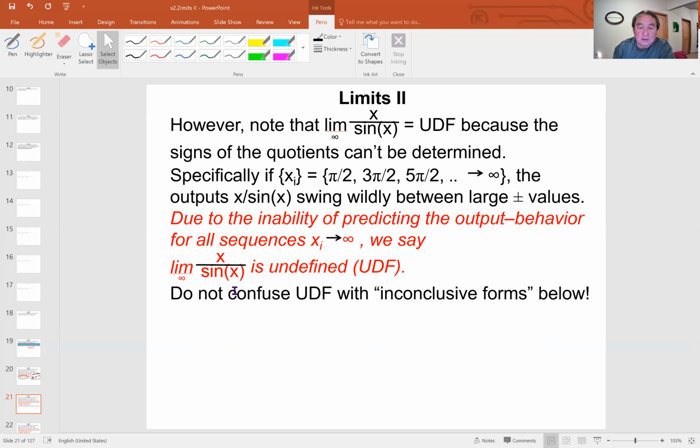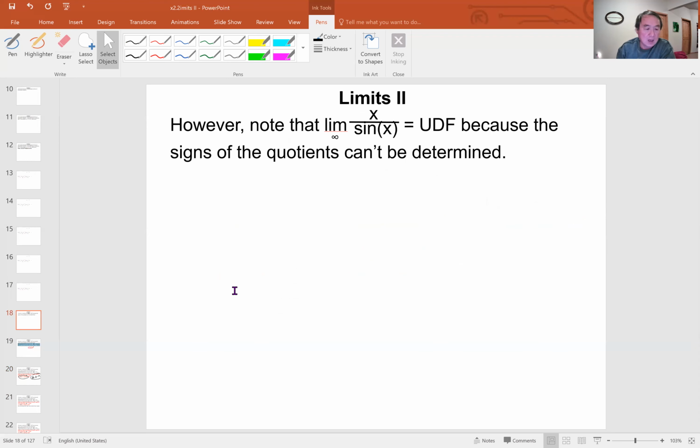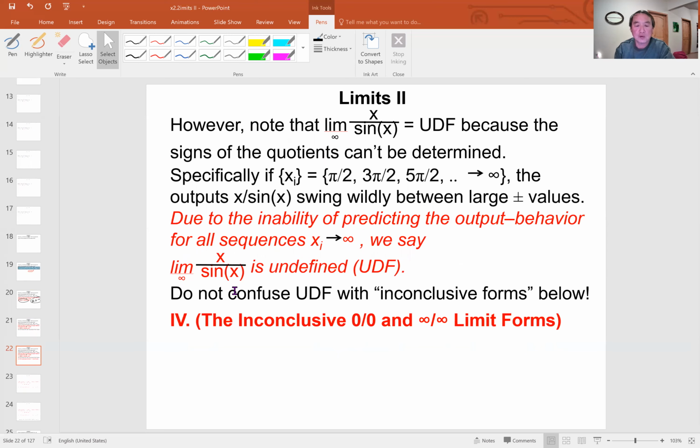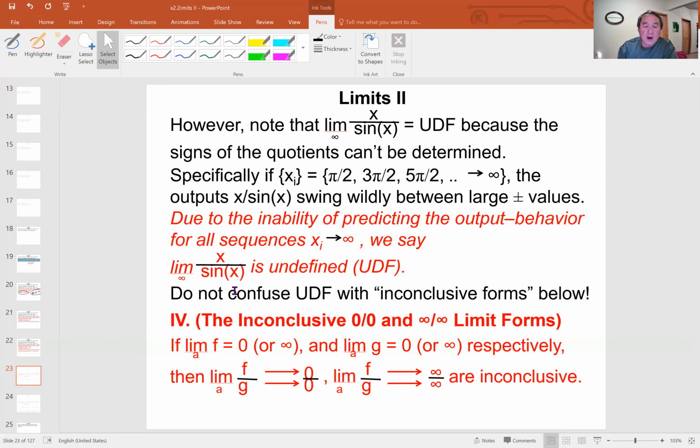Now, we just went through the forms of conclusive type. There are these three forms where I can make definite conclusions. And here are the forms of quotients where I cannot make conclusions: the so-called 0 over 0 and infinity over infinity fraction forms. It says, suppose the fraction's top goes to 0 and the bottom goes to 0 as x gets closer and closer to a, or the top goes to infinity and the bottom goes to infinity. We call these types inconclusive.